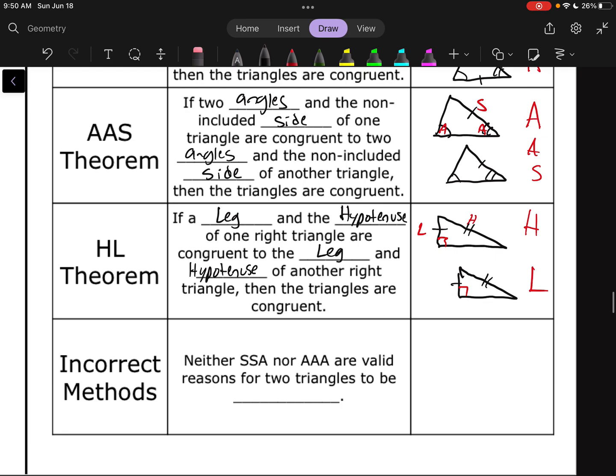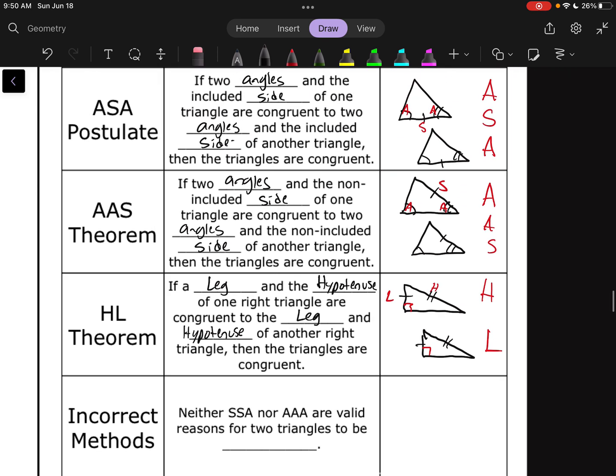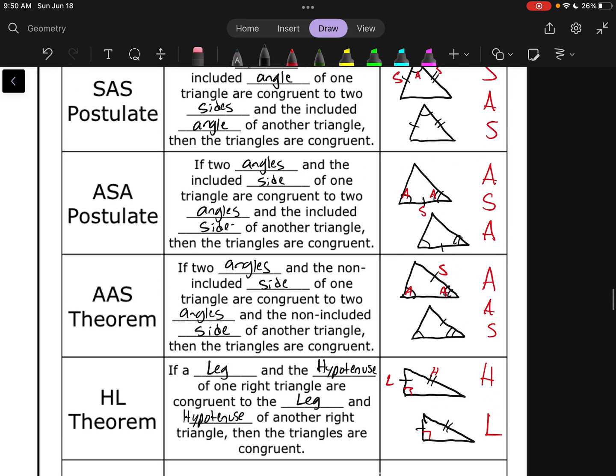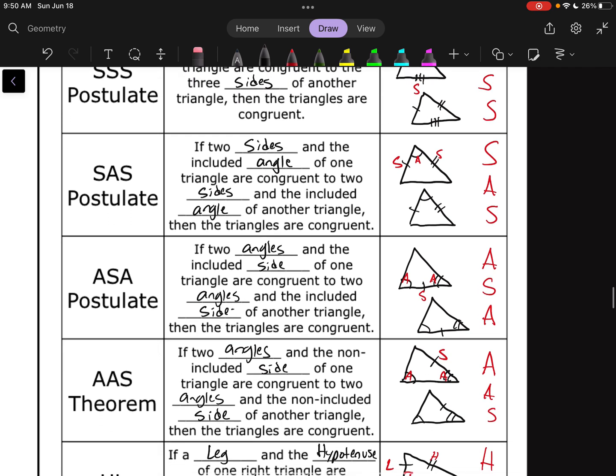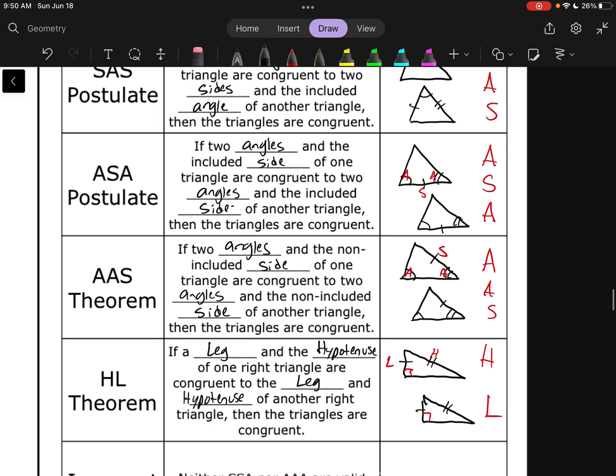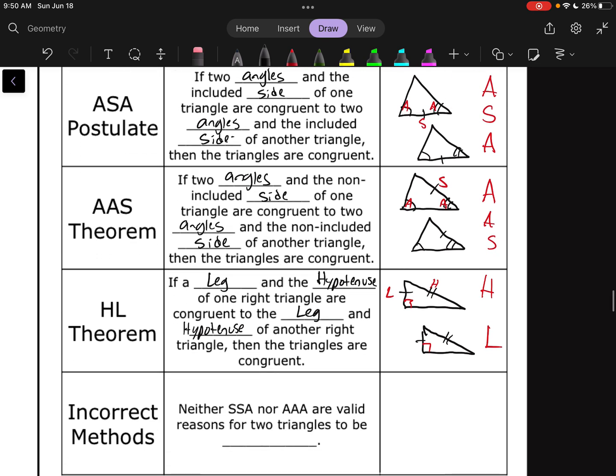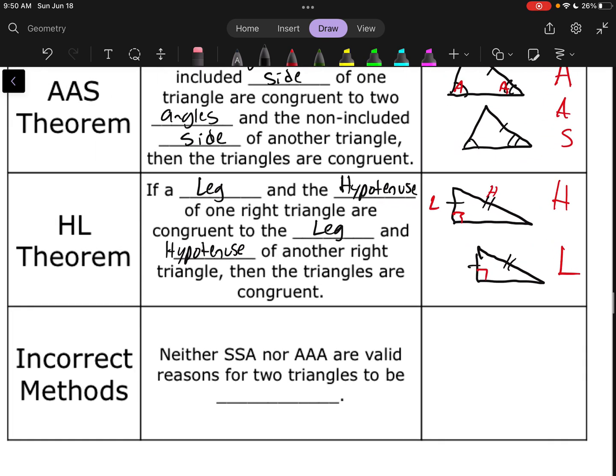Then there's a few methods that just don't work. You probably noticed that all of these methods require 3 things, right? Like a side, a side, a side, a side, an angle, a side, or a right angle, a leg, and a hypotenuse. But not all combinations of 3 things work. For instance, side, side, angle, and angle, angle, angle are both not valid reasons for triangles to be congruent.